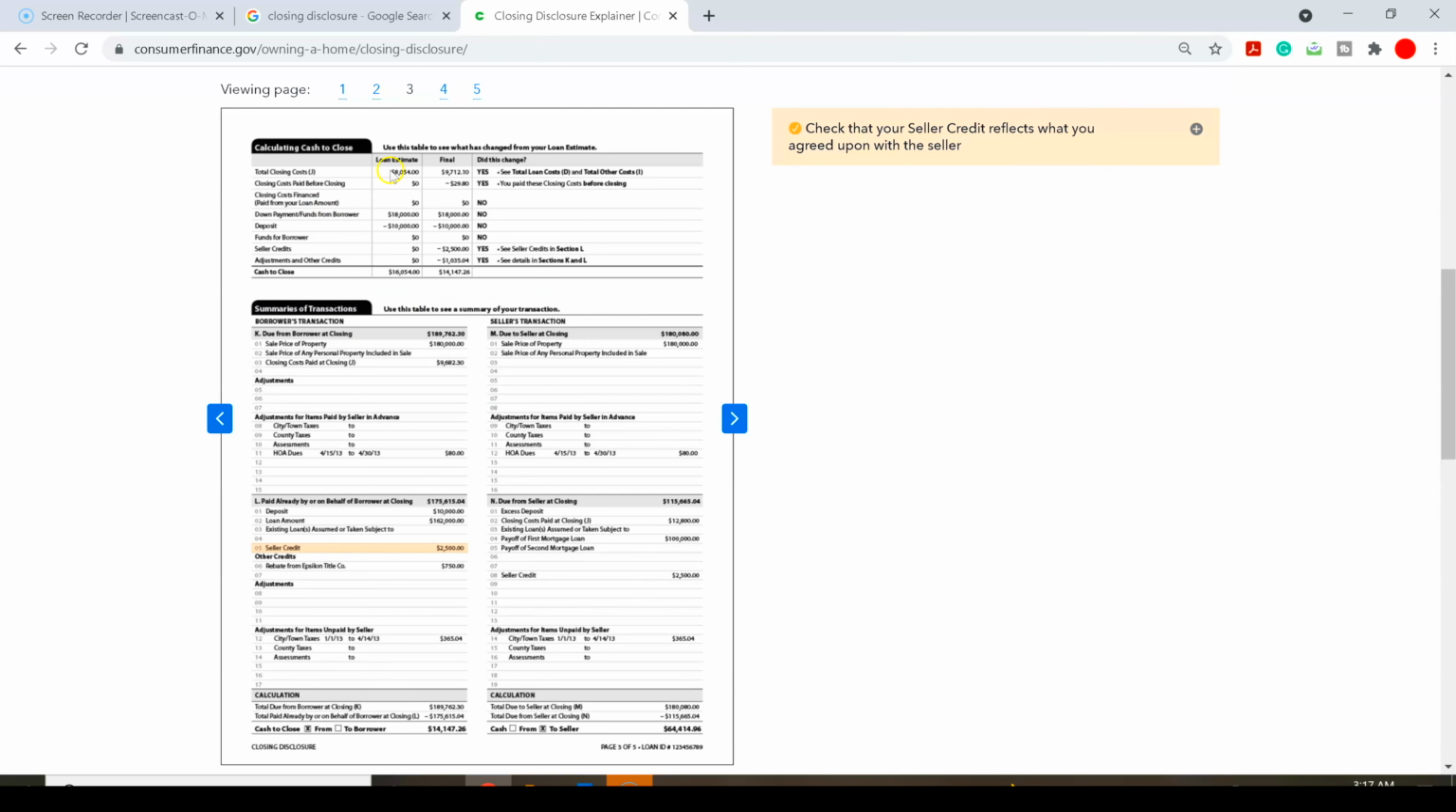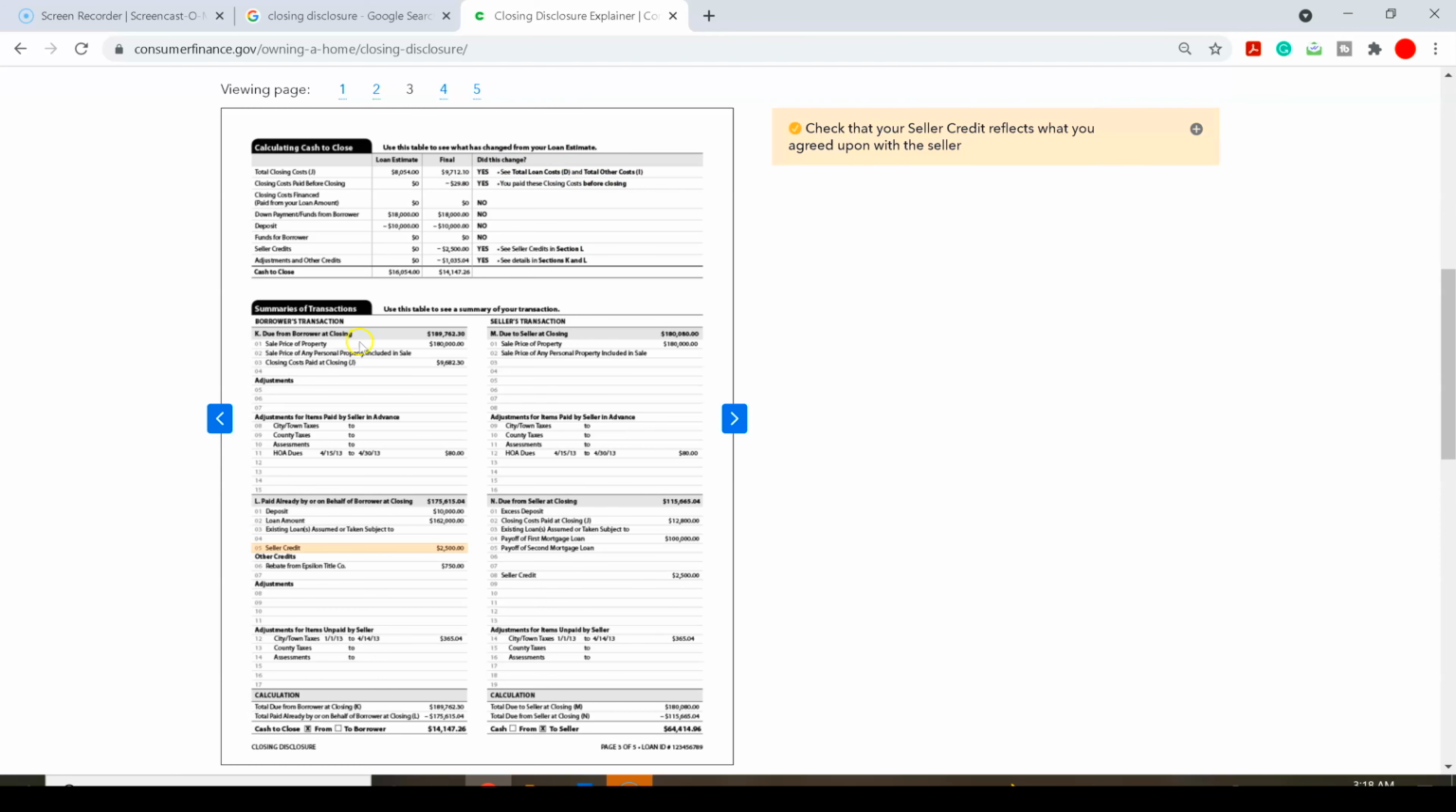The third page is going to have a breakdown of how the closing disclosure varies from the loan estimate, and makes sure that everything is in compliance here. If something did change, it's going to notify you and let you know that it's allowed, or if it wasn't allowed, then it's going to be fixed by the time you got to this point.